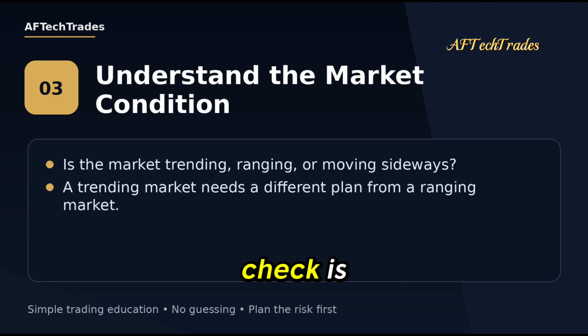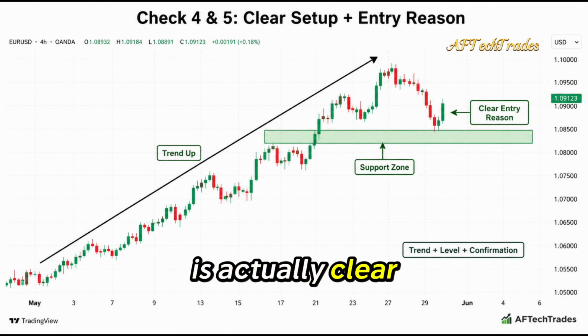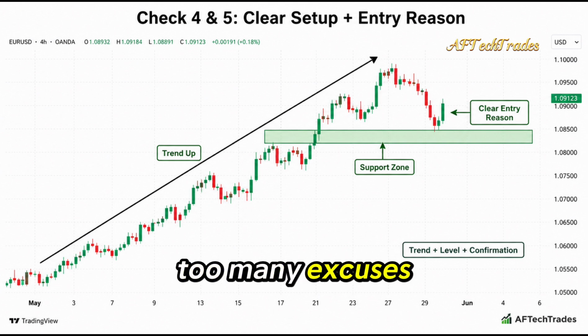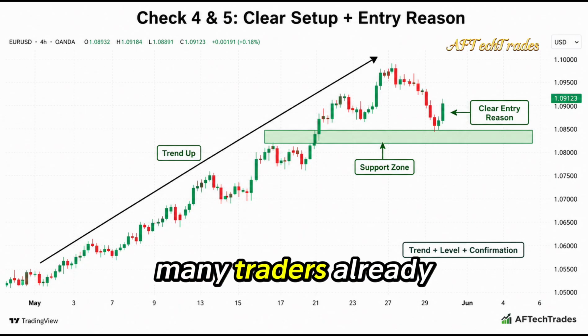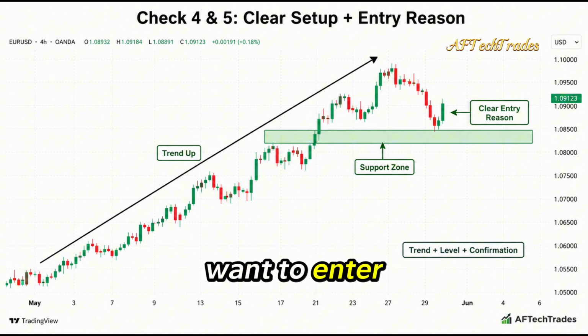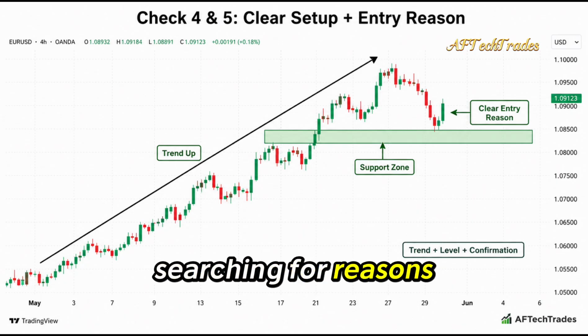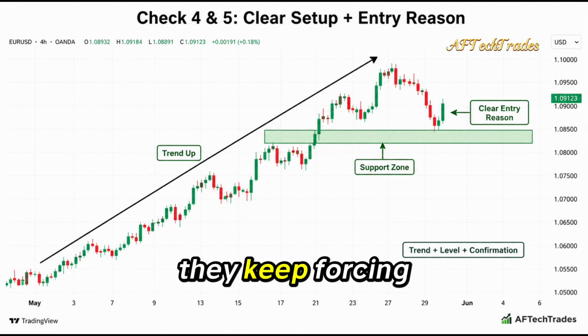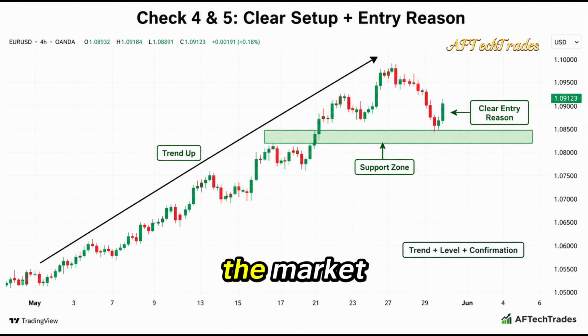The fourth thing you should check is whether the setup is actually clear. A good trade should be easy to explain. If you need too many excuses to justify the trade, it may not be a clean setup. Many traders already decide that they want to enter. Then they start searching for reasons to support that decision. They say the trend is good, but the level is not clear. They say support is near, but the market condition is bad. They say the candle looks strong, but the stop loss is too far. They keep forcing the trade because they want to be in the market.